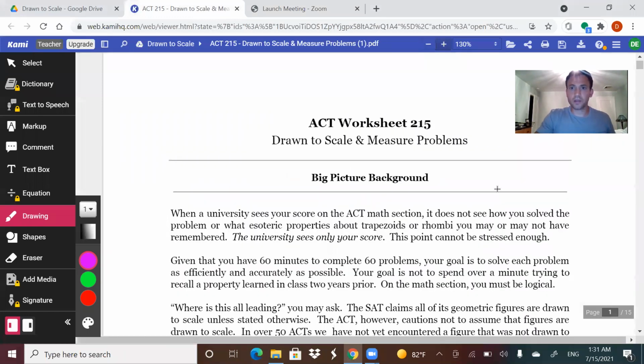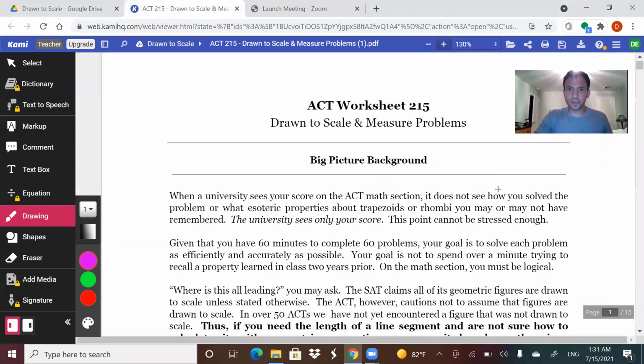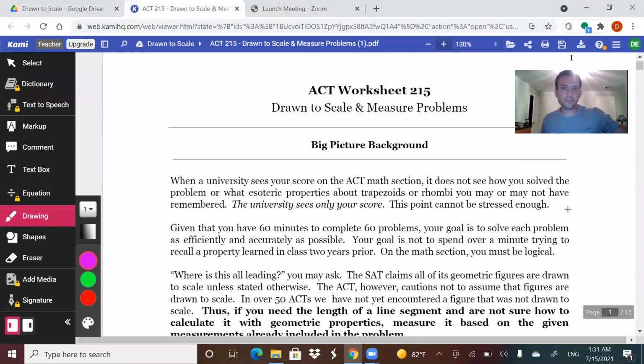Okay, welcome to ACT Worksheet 215, Drawn to Scale and Measure Problems. This worksheet is exactly what it says at the top. So this will be one of the quickest videos because what I'm about to show you is very intuitive, yet something that a lot of students will be afraid to do and hesitant to do.